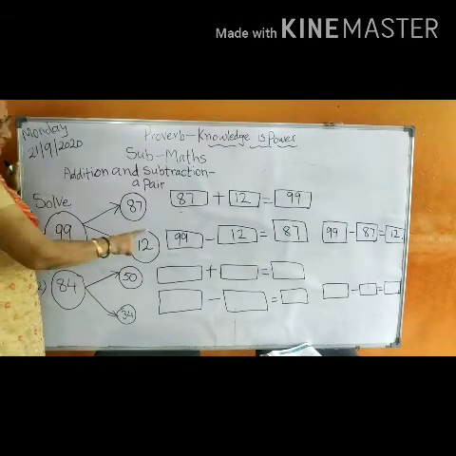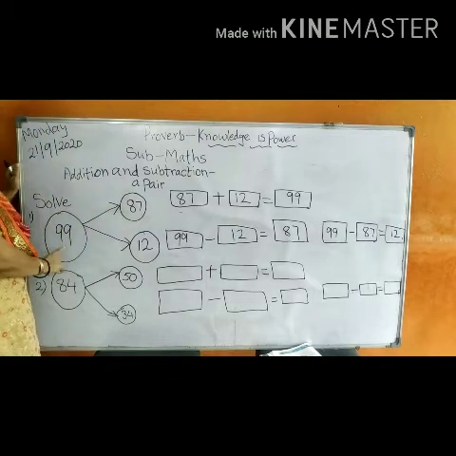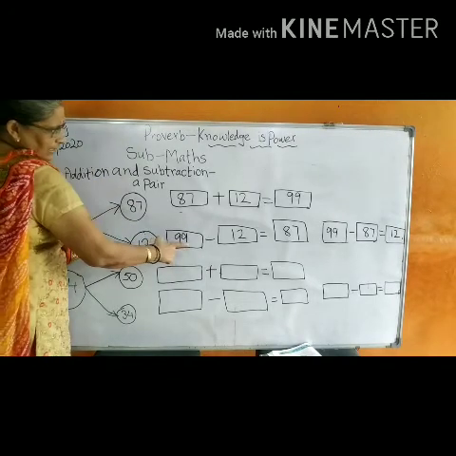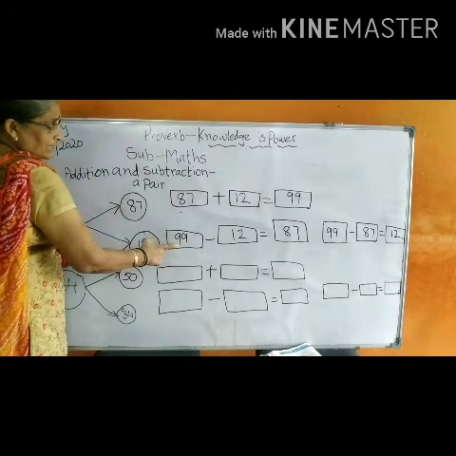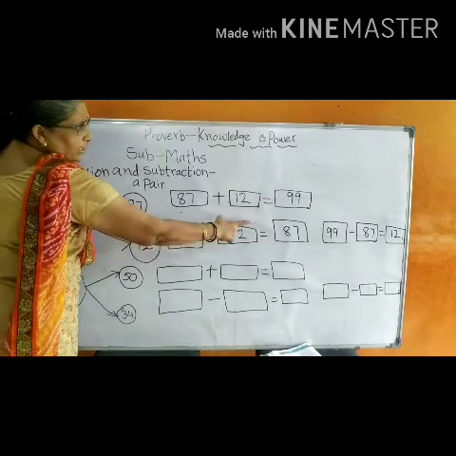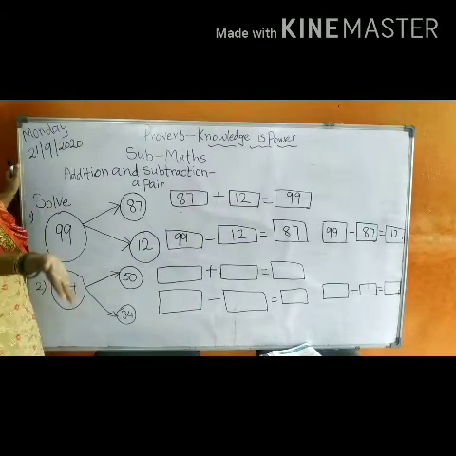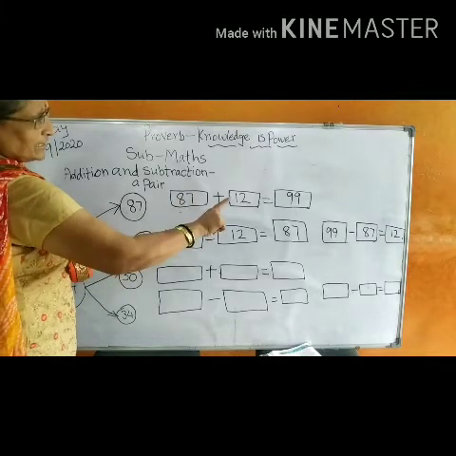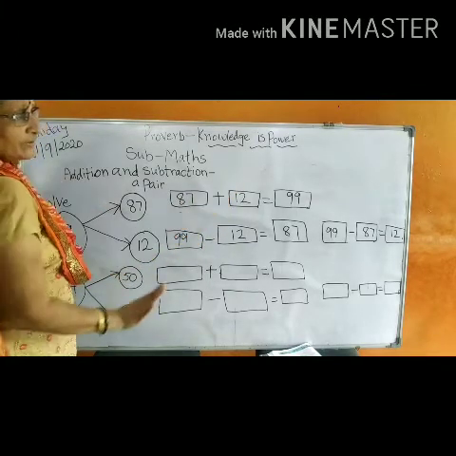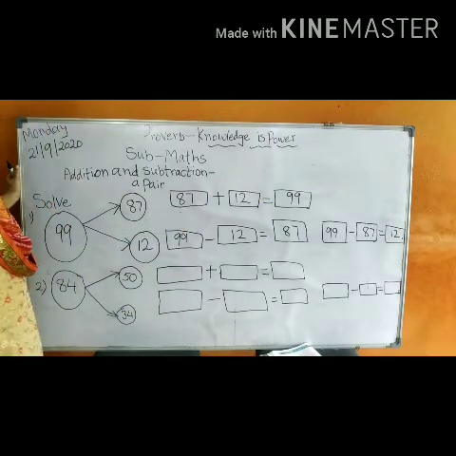Now over here you see below that. If I subtract, 99 minus 12, when I do 99 minus 12, what answer am I getting? 87. Same way, when I do subtraction, if you do 99 minus 87, what answer will we get? We will get the answer 12. Did all of you understand?